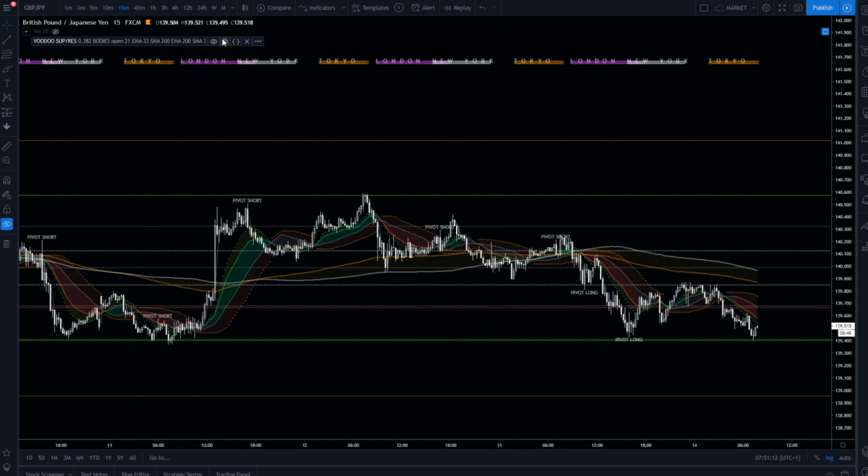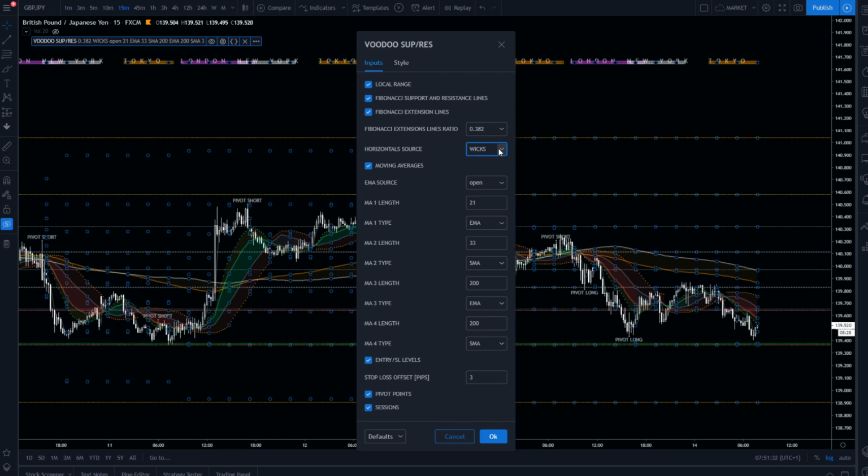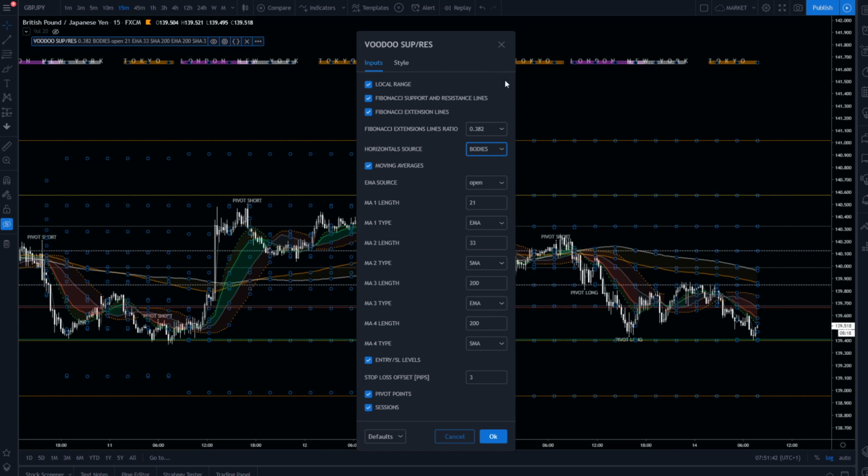And actually sometimes it's good to tweak it by changing the source of the horizontal lines. By default it's bodies, so Voodoo will plot it based on bodies of the candles when it detects the support and resistance being formed. You can also switch it to wicks or combo, which will combine both of them in a certain way. So those are the inputs for you to play with and to adjust your view.